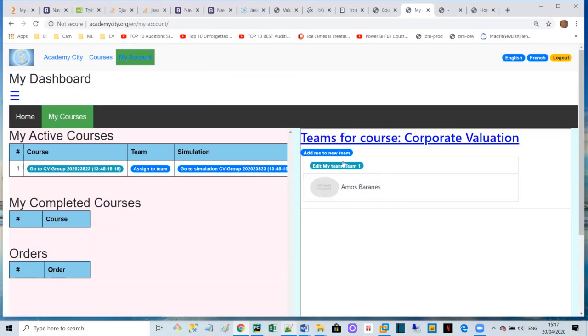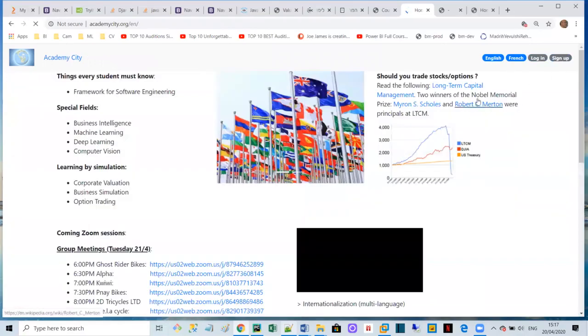Now, if you want to join this team, there's only me right now. If somebody else logs in, you will see you can add me to this team. If you want a new team, you click on this one. If I log in as a different user, then it will say something different. Let me log in as a different user for one second, and then we will be done.